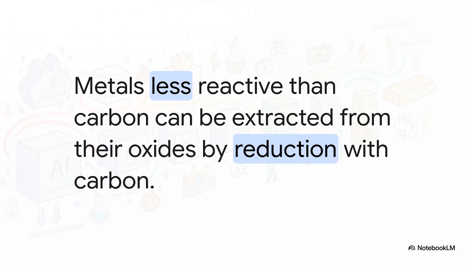Now, this isn't just for cool experiments in the lab. This is how we get tons and tons of metal in industry. Remember that carbon we snuck into the series? This is its moment to shine. Any metal that sits below carbon in the series can be pulled out of its ore just by heating it up with carbon. Because carbon's more reactive, it just displaces the metal, setting it free. It's how we get iron for steel.